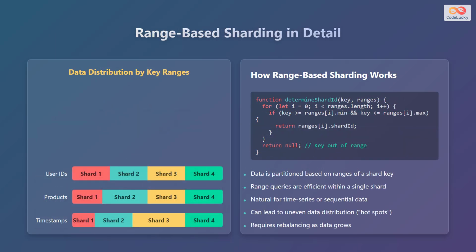Now let's understand range-based sharding in detail. Data is partitioned based on ranges of a shard key, and range queries are efficient within a single shard. It works well for time series or sequential data, but it can lead to uneven data distribution. Range-based sharding requires rebalancing as data grows.